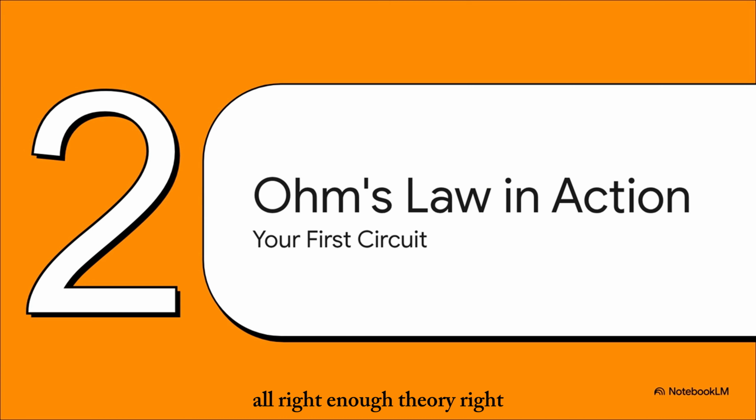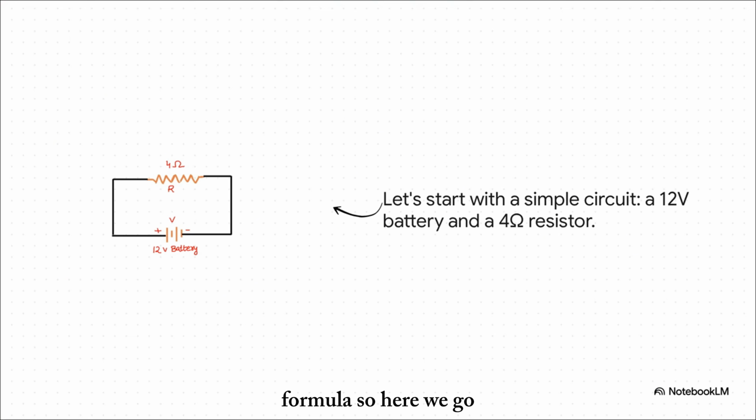All right, enough theory, right? Let's get our hands dirty and actually put this amazing tool to the test. You're about to see just how much you can figure out with one simple formula. So here we go. It really doesn't get much more basic than this. We've got a power source, a battery, giving us 12 volts of push, and we have one single resistor giving us 4 ohms of pushback.